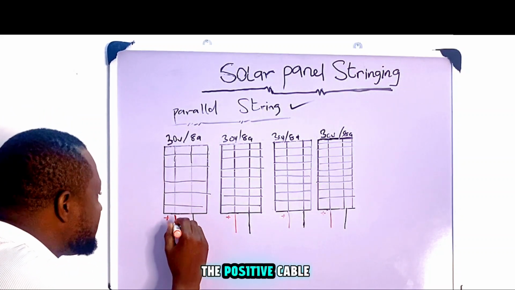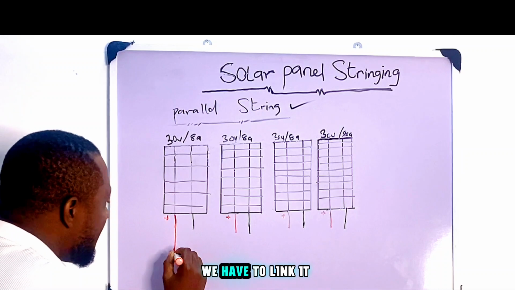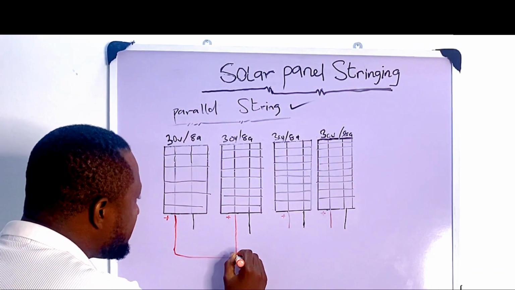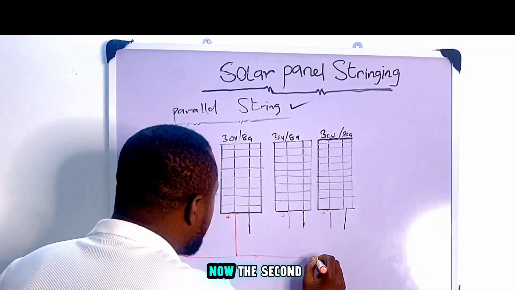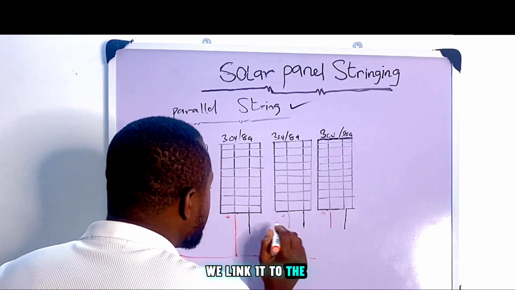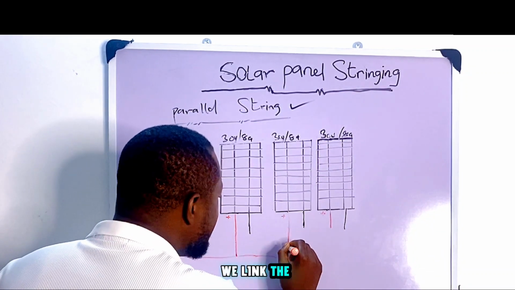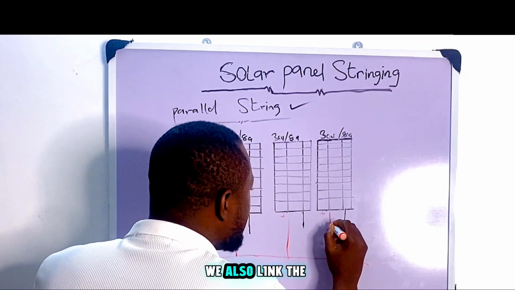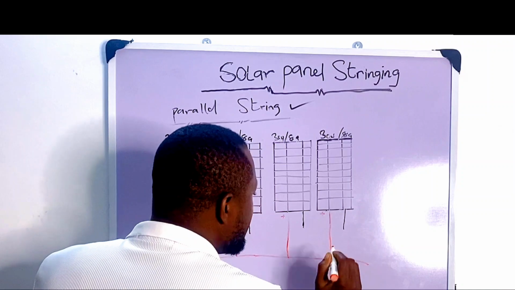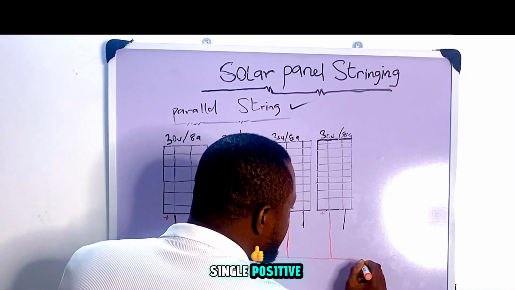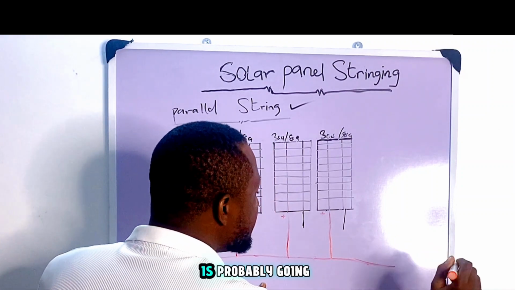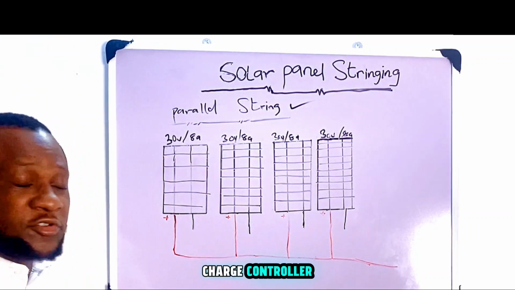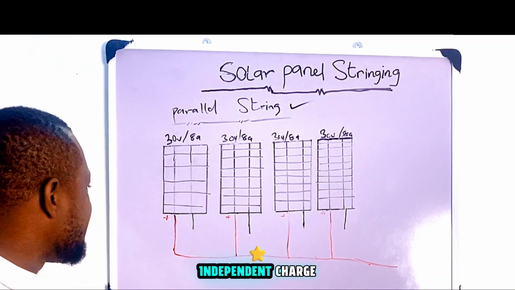We have the positive cable indicated by the red cable. We link it with this positive, and we go further to the second panel and link it. We go to the third panel, we link the positive. We go to the fourth panel, we also link the positive. So we have a single positive that is going to our inverter if it is a hybrid inverter, or probably the charge controller if we have an independent charge controller.